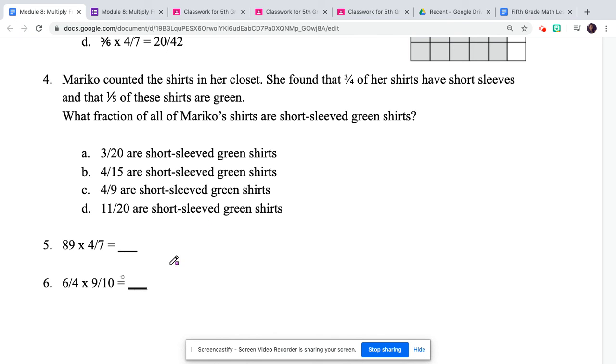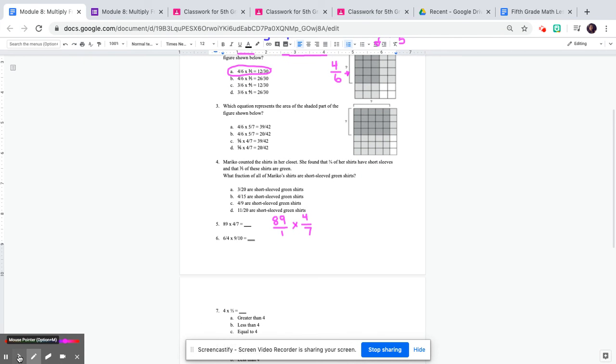Numbers 5 and 6 are also very self-explanatory. You are just multiplying the fractions. Over here, it is 89. That's not a typo. Just like how we solved number 1, we had to take that whole number and make it a fraction. You're going to do the same thing. You're just going to put it over 1 and then multiply straight through: 89 times 4, 1 times 7. Like I said, numbers 4, 5, and 6 are pretty self-explanatory. You're just multiplying the fractions in order to find your answer.